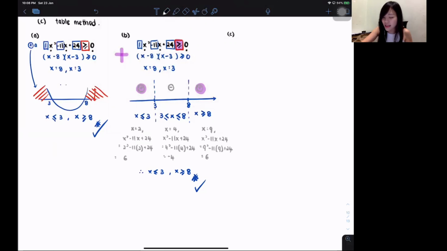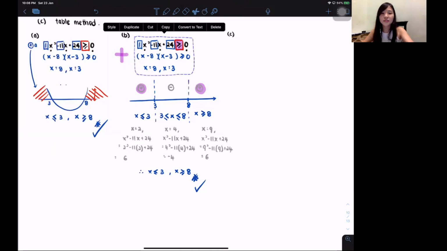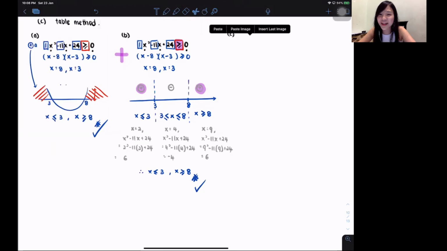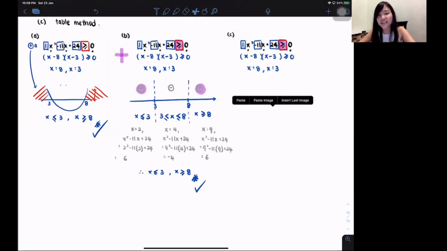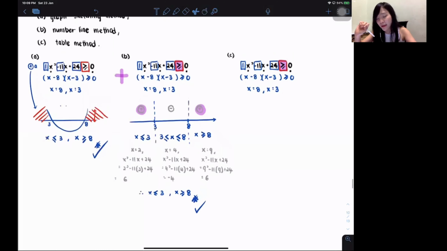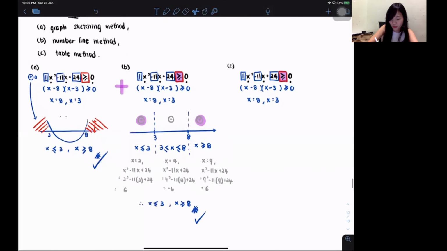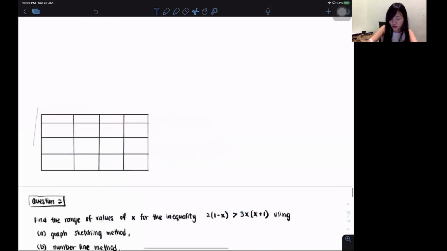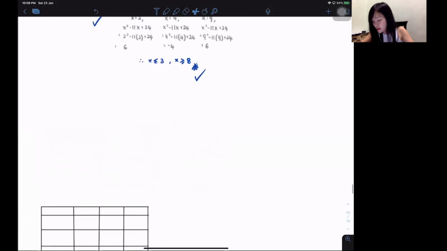So for C, again, same thing. First thing first, I repeat: you will use the same thing as in A and B, so the starting working is the same. I already pasted it. What happened to my internet? Okay, so guys, now we already have this, correct? This time round, you are not using the graph sketching method or the number line method, because the third method is called the table method. Drawing a table is a bit of a waste of time, so I already pre-drew it. This one, okay, I paste it back here.